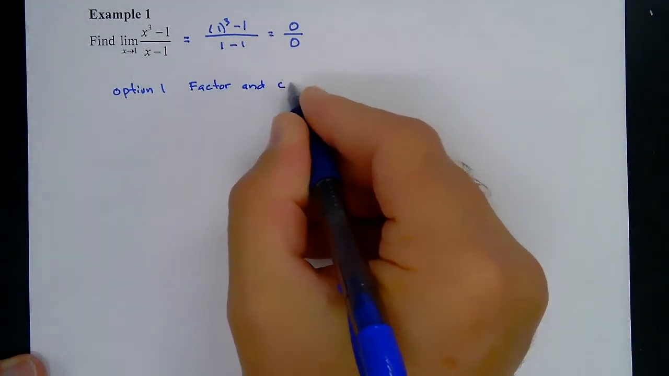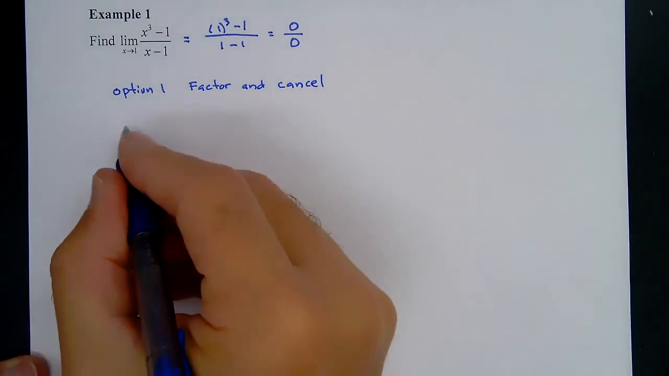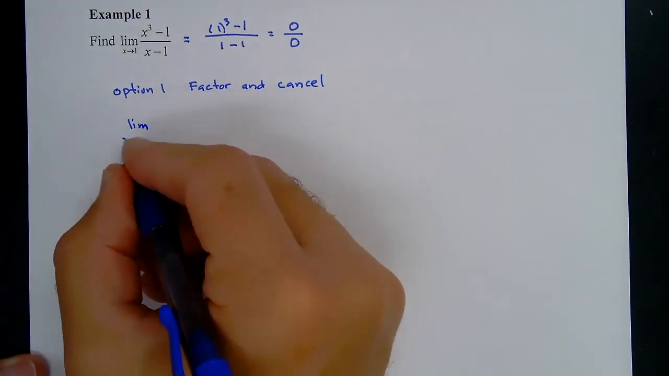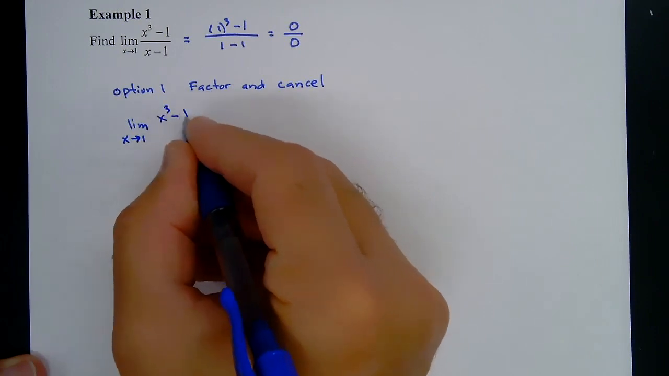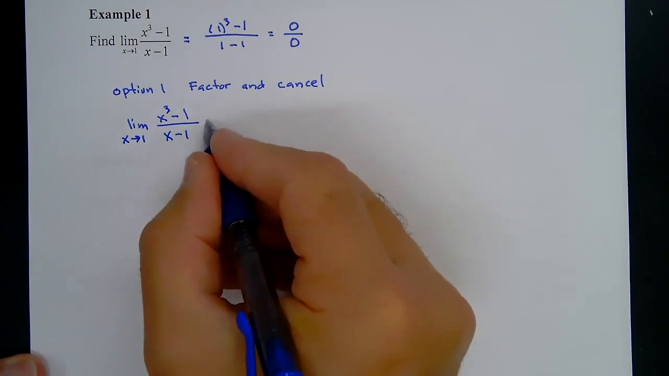So this particular problem has 2 different ways you could do it. Okay, so if we want to, and you need to write this, okay? The limit as x approaches 1 of x cubed minus 1 over x minus 1, okay? What is this equivalent to?